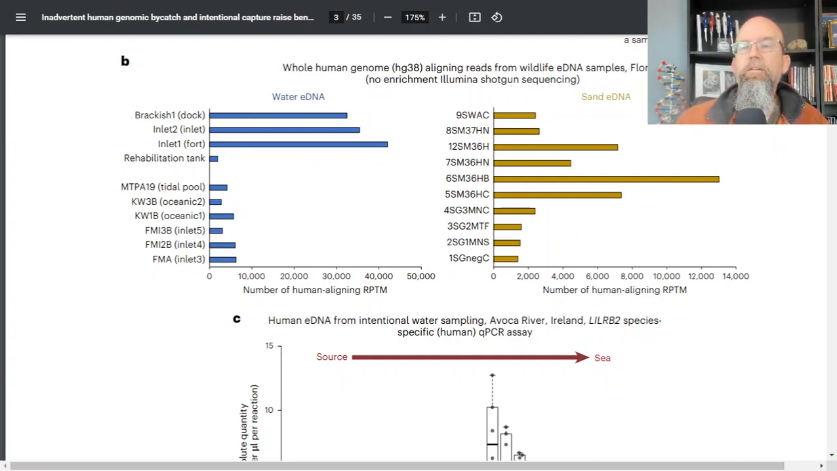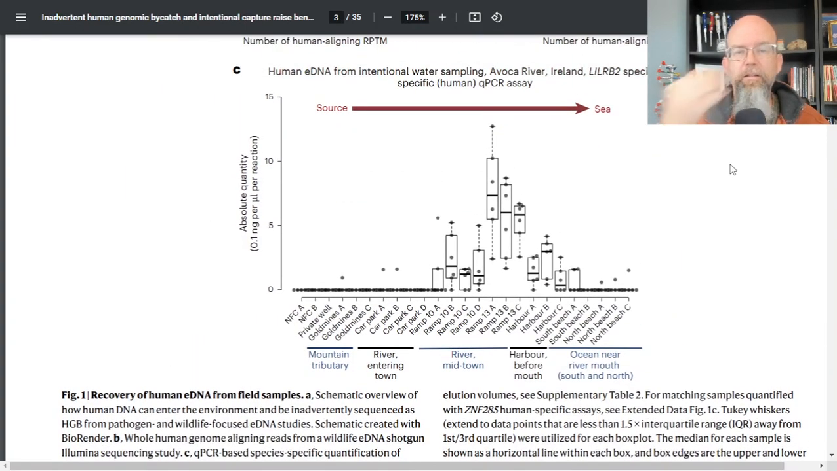I mean, humans are a large organism in the environment. We're giving off a lot of DNA through a lot of cells that we're sloughing off. So it's not surprising that we're found all over the place.